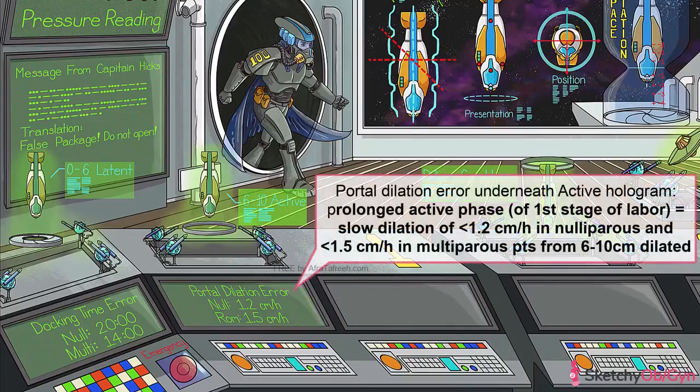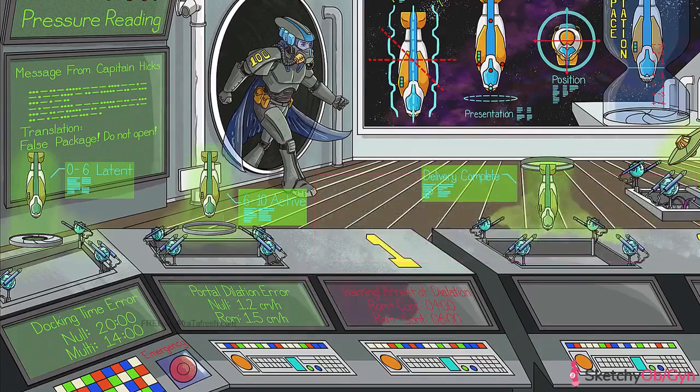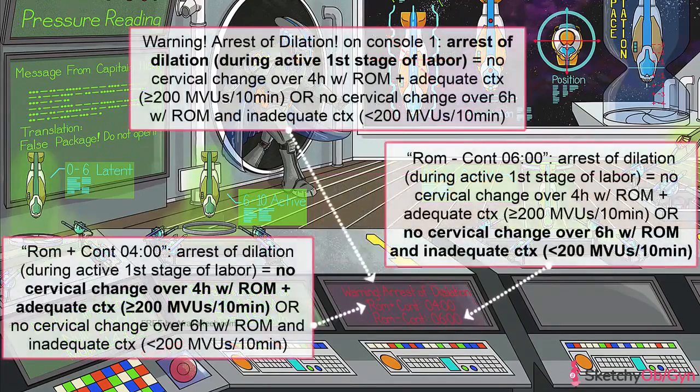Disorders of the active phase of labor are either due to prolonged labor or arrest of labor. A prolonged active phase of labor means that dilation is happening slower than normal based off of population data. This is defined as dilation less than 1.2 centimeters per hour in nulliparous women and less than 1.5 centimeters per hour in multiparous women, and is symbolized as this portal dilation error underneath the active spacepod hologram.